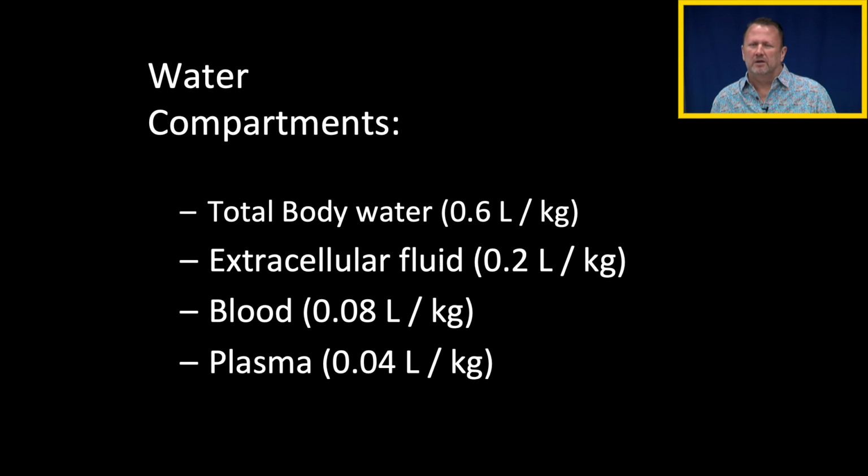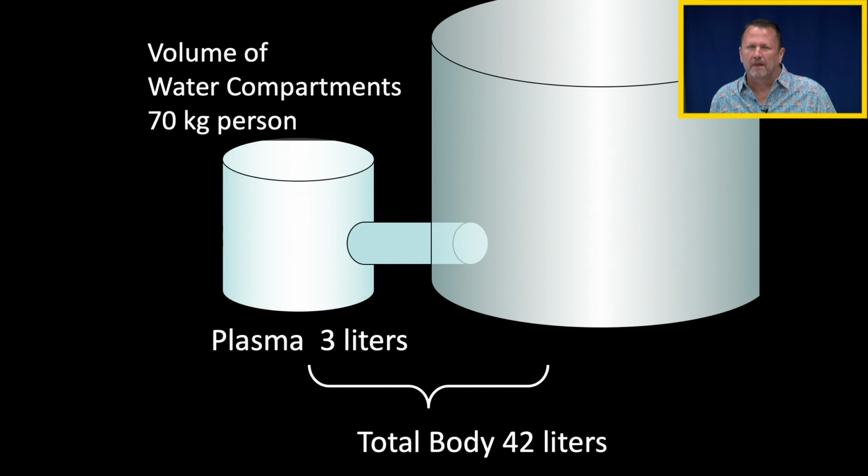Our total body water is 0.6 liters per kilogram. That means 6/10 of our weight is water. 4/10 of our weight is stuff. But plasma is only 4/100 of our weight. And so the plasma only makes 4/100 of a liter for each kilogram. So notice our total body water is very large. Our plasma compartment is very small. So in a normal 70 kilogram person, plasma makes up about 3 liters. The total body makes up the 42 liters.